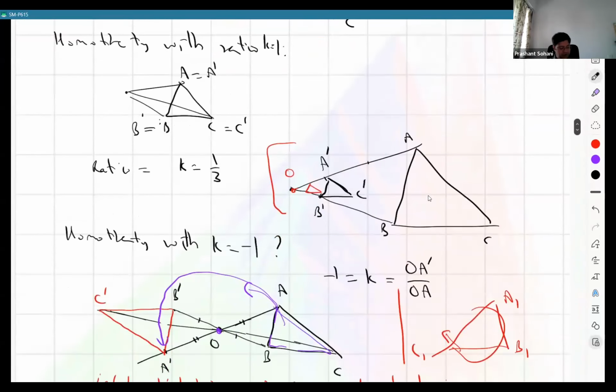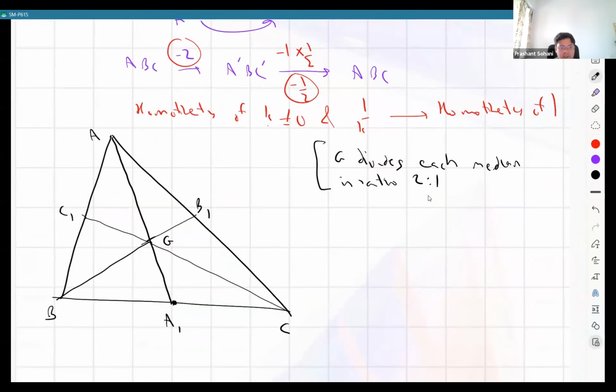Okay. So how will you express this fact that G divides each median in the ratio 2 is to 1? Can you tell me what is the relation of A and A1 in terms of homothety? Can I write that A1G upon AG is equal to minus half, taking directed distances? Does this make sense? A1G in terms of magnitude is half of AG, but the sign is reversed. So that is why I have to write it as minus half.